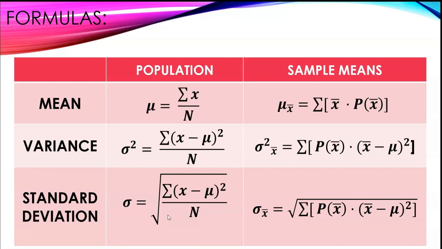For the population standard deviation, the formula is equal to the square root of the sum of x minus mean squared all over n. Basically, we're just going to find the square root of our population variance. And for the standard deviation of the sample means, the formula is the square root of the sum of the probability of our sample means times the sample mean minus mean squared.